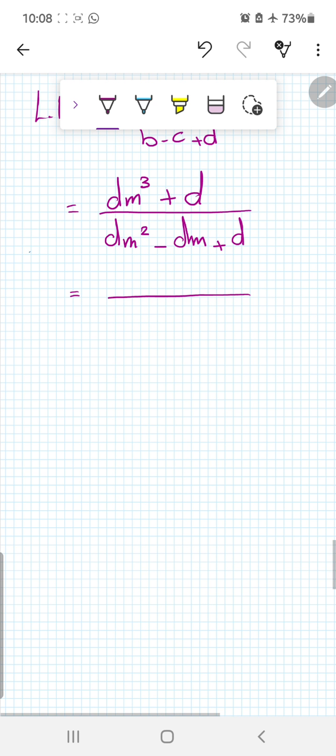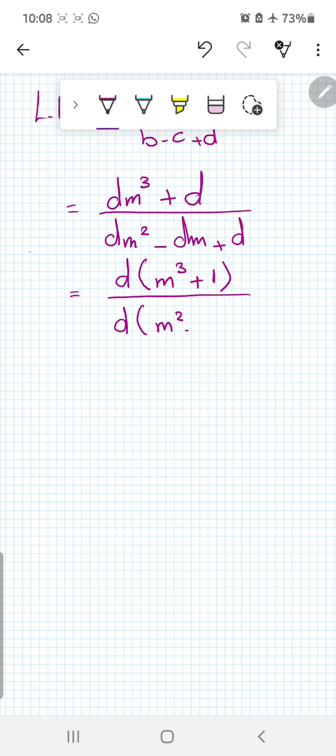Here we have d as a common factor. Open bracket, we get m power 3, don't forget, plus 1 over. Here we have also d as a common factor. We get m power 2 minus m plus 1. Okay, cancel d with d and factorize.